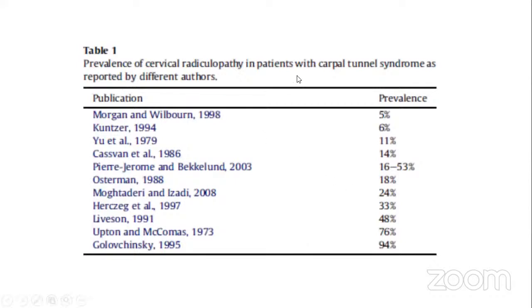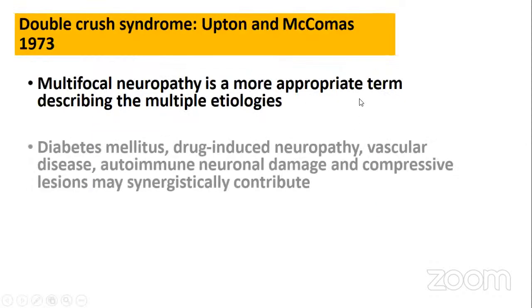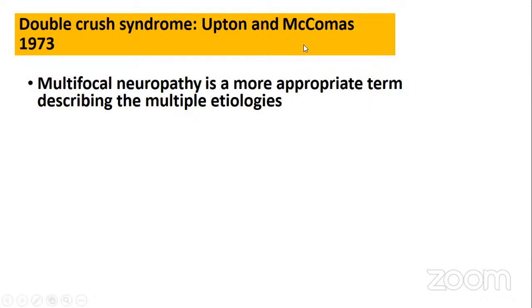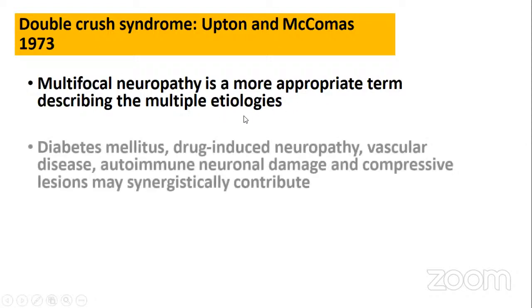And the prevalence of cervical radiculopathy, if you look at many of these authors, ranges from 5% to almost 94%. So this is a wide range of percentage of cervical radiculopathy with carpal tunnel syndrome. Upton and McComas, in 1973, as I said, were the ones who first described this. And now, as I said earlier, it is spoken of as multifocal neuropathy, which is a more appropriate term describing the multiple etiologies.